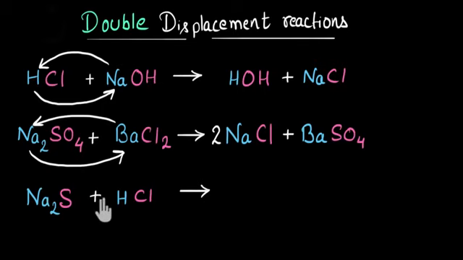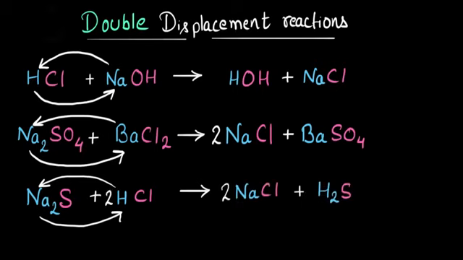Now let's look at this reaction. Here also it is double displacement, so ions exchange. Sodium takes the place of hydrogen and forms sodium chloride. And hydrogen in turn takes the place of sodium and forms hydrogen sulfide. So the product is going to be sodium chloride and hydrogen sulfide.